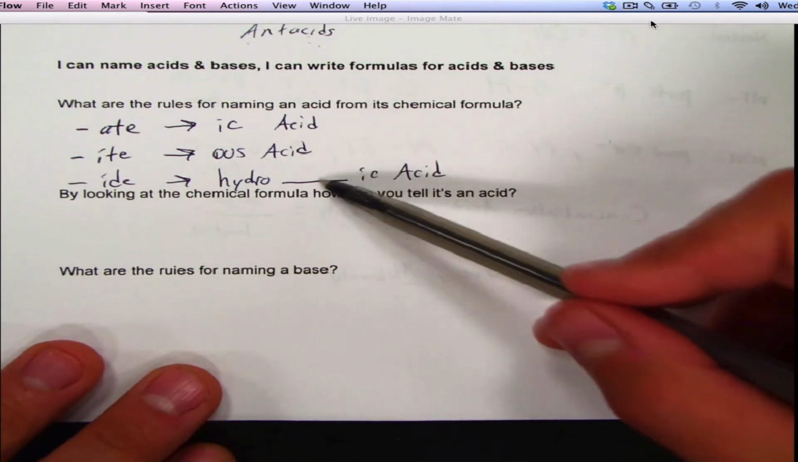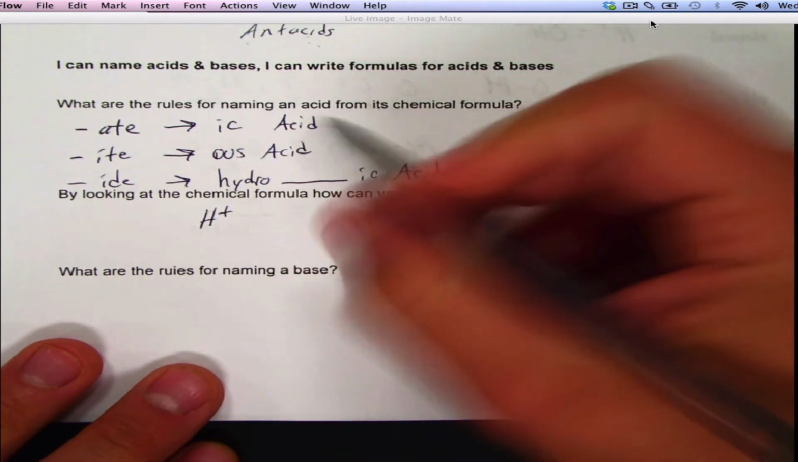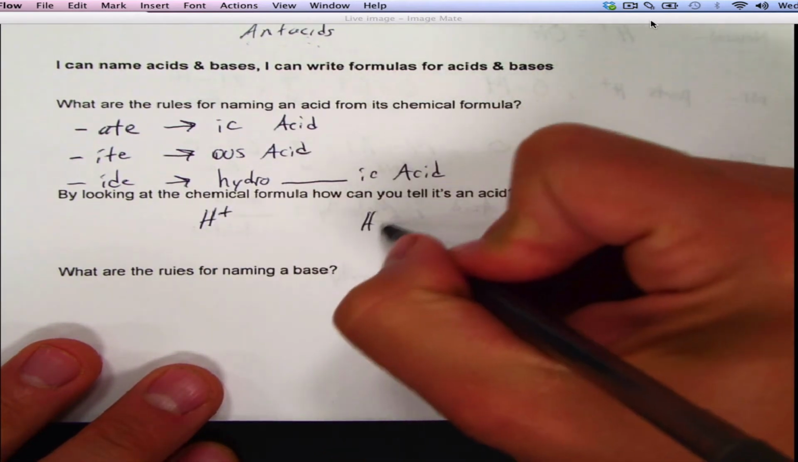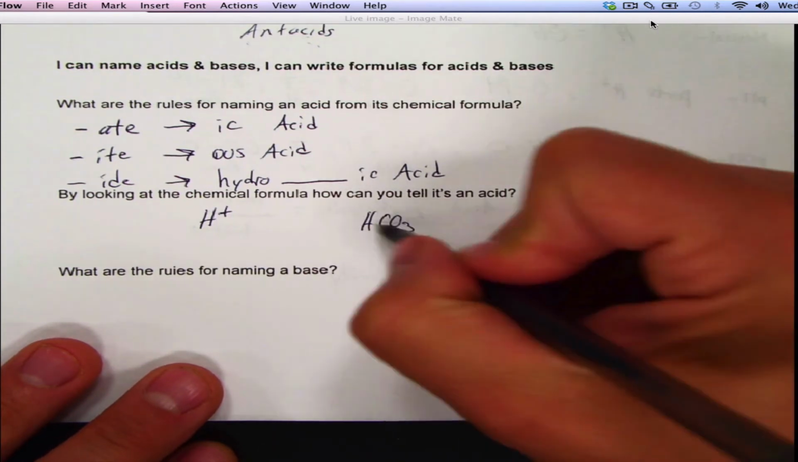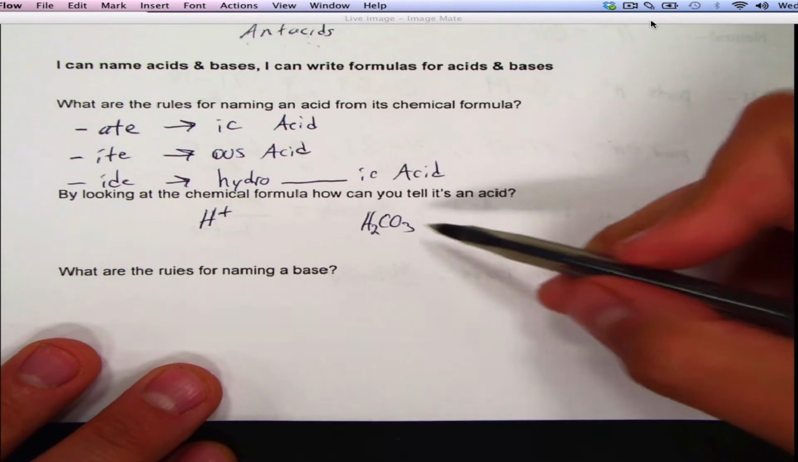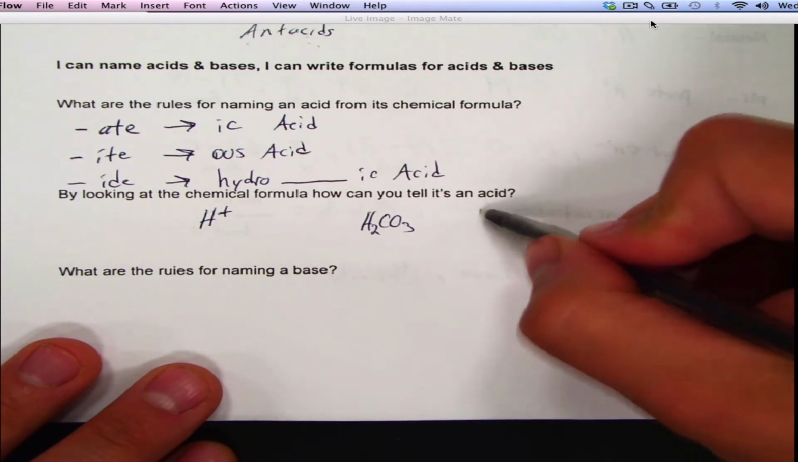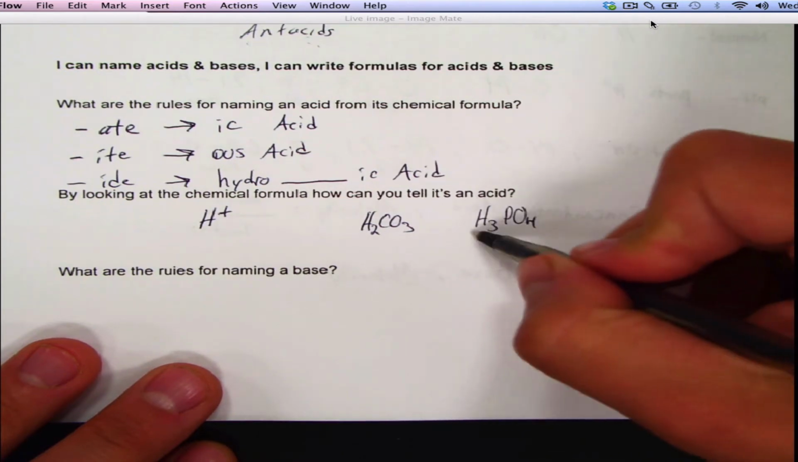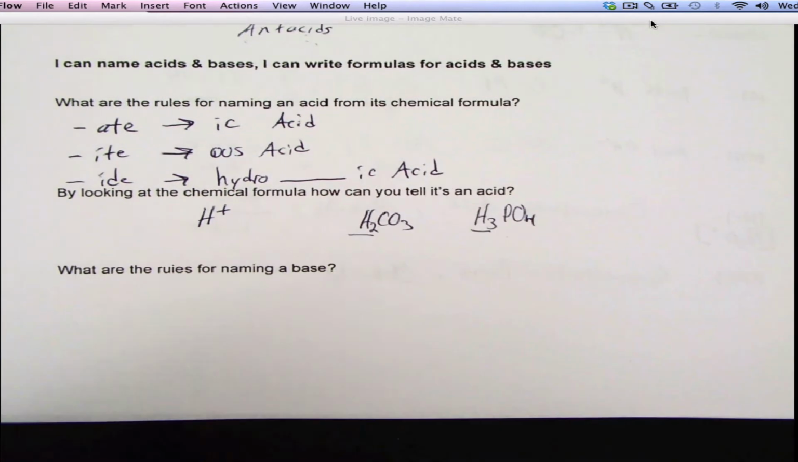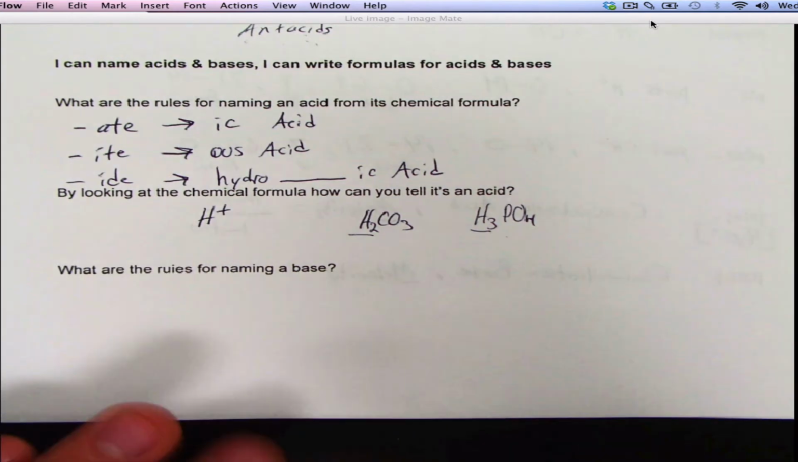How do I know that I'm dealing with an acid? Well, remember, acids always have H ions. An example of that would be H2CO3, which would be carbonic acid. Another example would be H3PO4. Hydrogen first. That's your common trait between all of your acids. Always a hydrogen first, which means you have an H plus ion, because remember, the first one's always positive in the chemical formula.